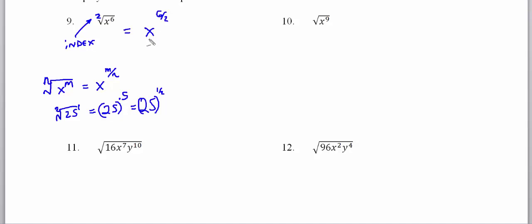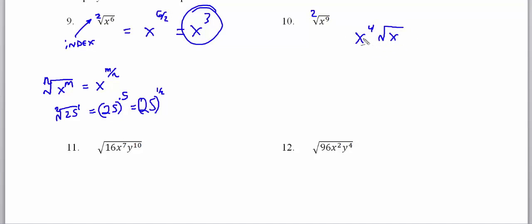So back to the problem up above. The inside power is 6, the outside index is 2, so x to the 6 halves is x cubed. But another way to look at this, using some previous knowledge from your work with mixed fractions, you can say, okay, how many times does 2 fit into 6? And the answer is 3. So there's your answer. Now, sometimes you're left with a leftover. So how many times does 2 fit into 9? Well, 4 times with 1 left over. And that would be my answer here.